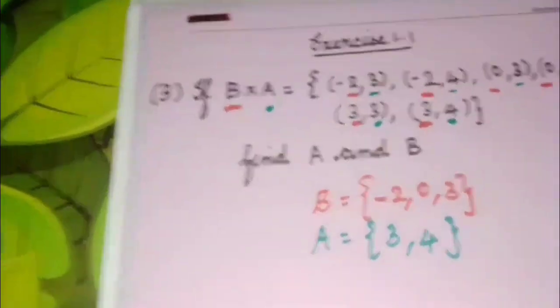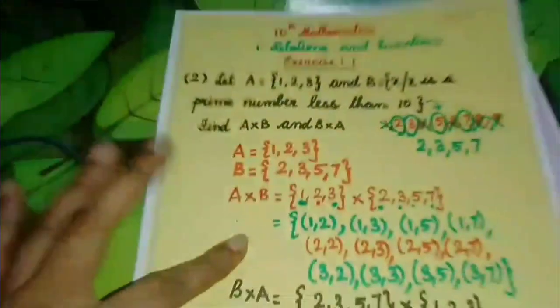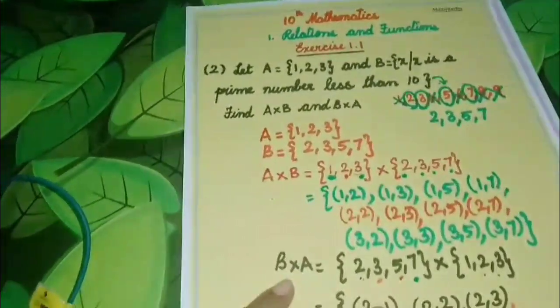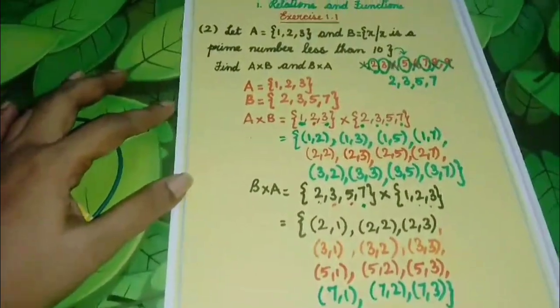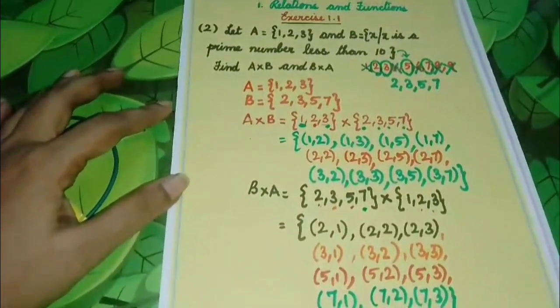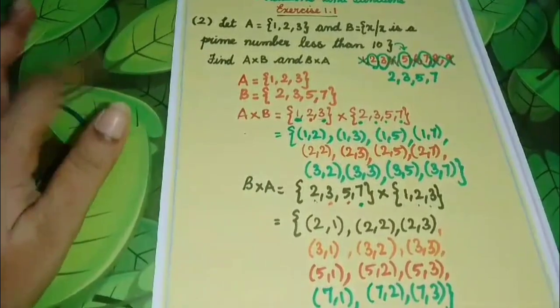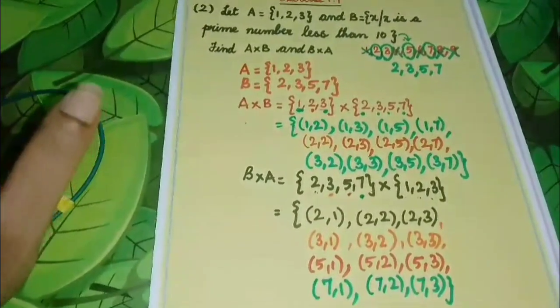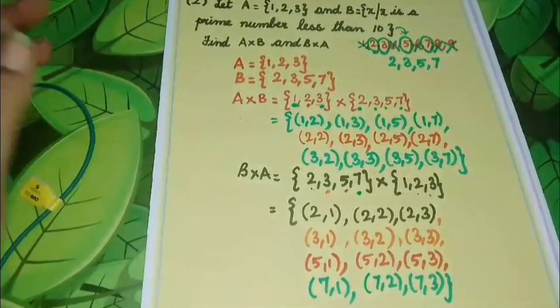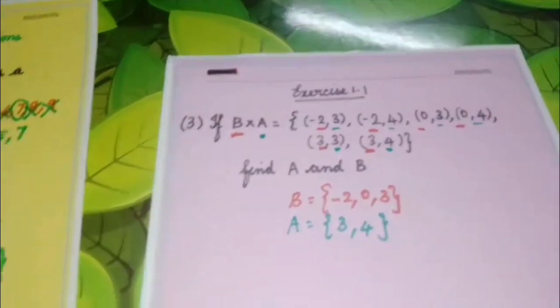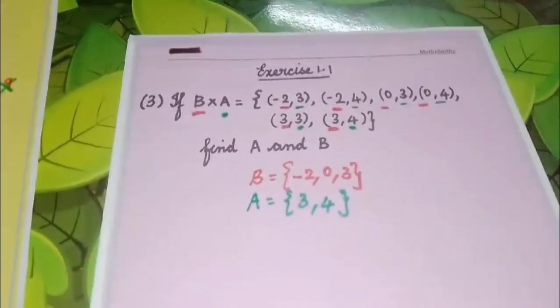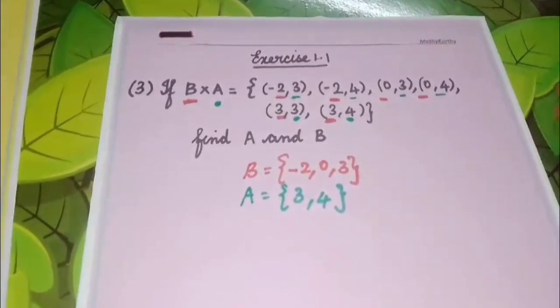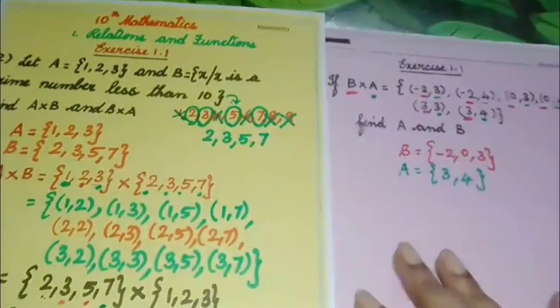So in this session we have dealt with two sums. The second sum, where we are given A and we are asked to find B. Then with that A and B, we were finding A cross B and B cross A. And we have finished the third sum. In the third sum, we are given B cross A and we are asked to find A and B, and we also found it. Hope these two sums are quite clear for you.